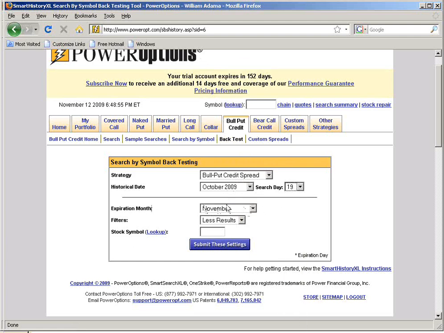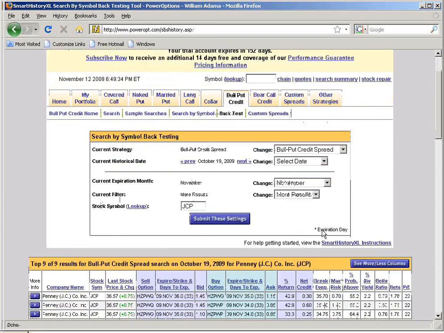The expiration month here, I'm telling the system, show me just those bull puts on JCPenney that had a November expiration. For right now, I'm going to leave this little filter here. We have some hidden filters to look for less, more, and all results. I'm going to go with the more results, and then I'm going to type in JCPenney. Okay, we're going to see all possible bull put combinations that might have come up on JCPenney on October 19th.